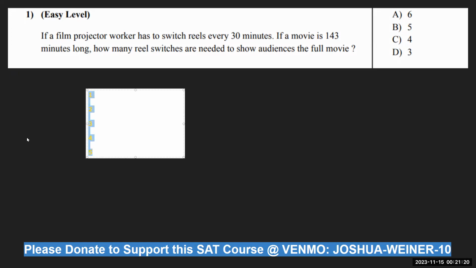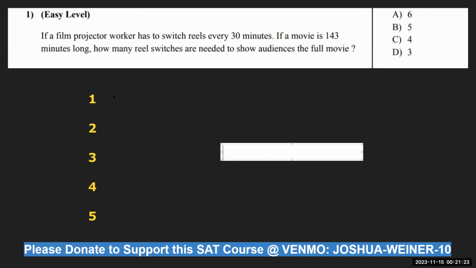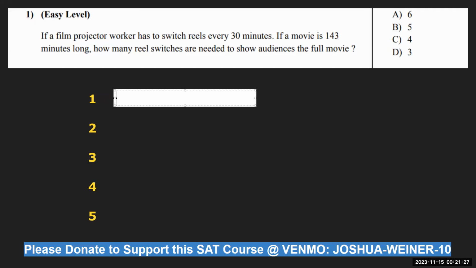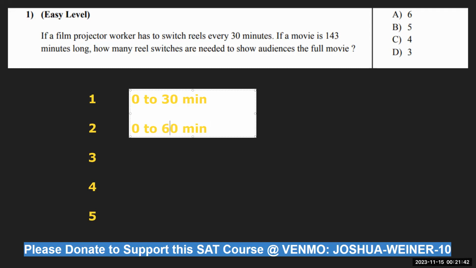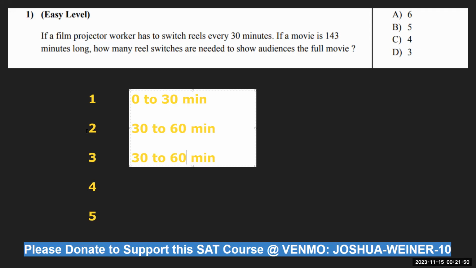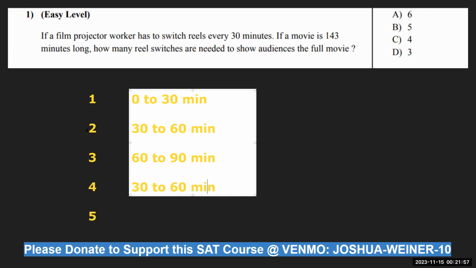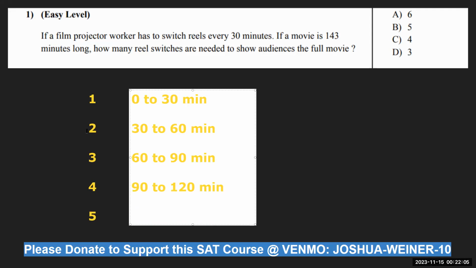Well, you have to think of it this way. This is like an old style movie where it's in sections. It's not all saved on one like digital production. So the first reel will be from 0 to 30 minutes. And then the second reel will be from 30 to 60 minutes. Then the next reel will be from 60 to 90 minutes. That'll be that section of the movie. And then the fourth section of the movie will be from 90 to 120 minutes. And then the fifth section of the movie will be the rest of it, because it only goes up to 143.